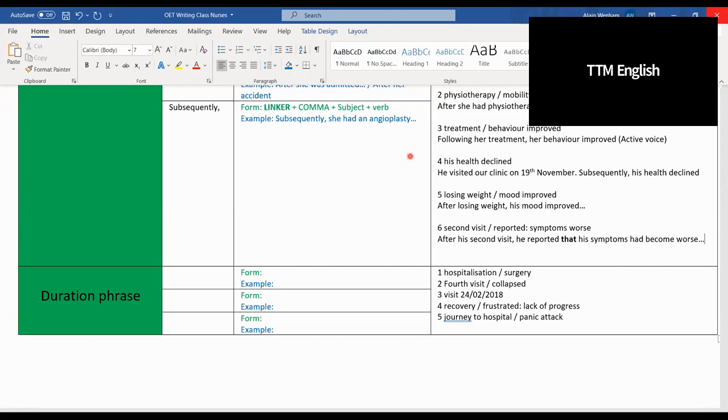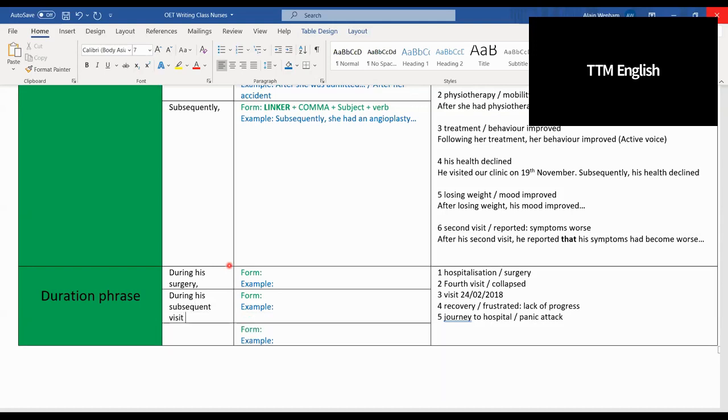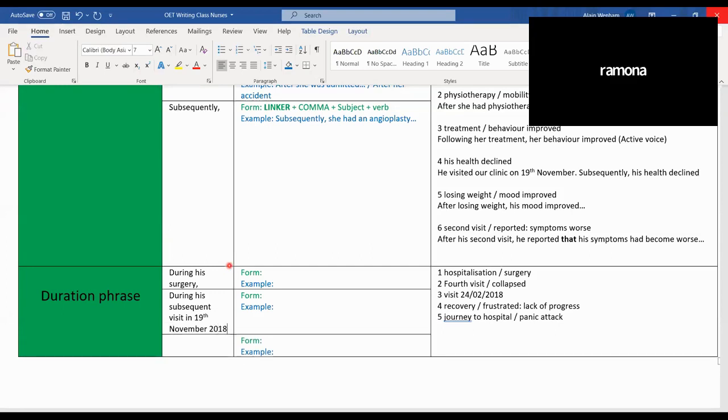Okay. Now, duration phrases, they're fairly easy. Again, we're doing quite a lot today, but it's all fairly easy. What's a duration phrase, Jasmine? Just remind me, please. Duration phrase is a... During. So I could say during his surgery, right? Okay, that's an example of a duration phrase. You could say while. Yeah, while. I didn't think of that one. That's good. What about if I want to include a date? Is that during his subsequent visit on blah, blah, blah. Guys, I really think it's a good idea to combine duration and dates. And we also have subsequent as well. Ooh, combine. His subsequent visit. Is this right, guys? On. Is that the right preposition, everyone? On. No. It should be on. Okay. So during his subsequent visit on 19th November, what do I need here, everyone, at the end?